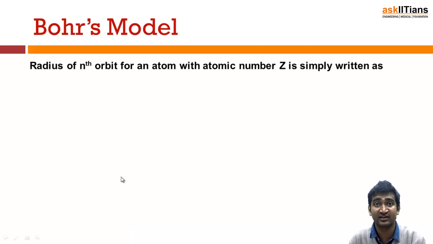And here you have the radius of the nth orbit in the form of Z, like this way. Rn is equal to 52.9 picometer, that is 0.529 angstrom, times n square by Z. You can directly use this formula.